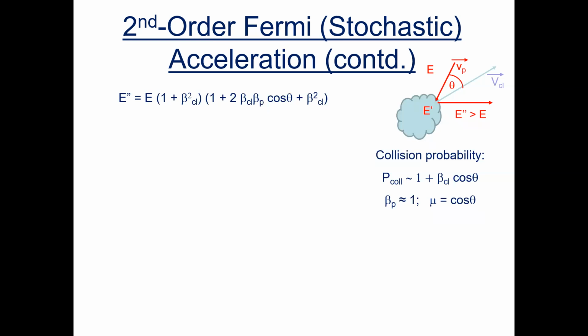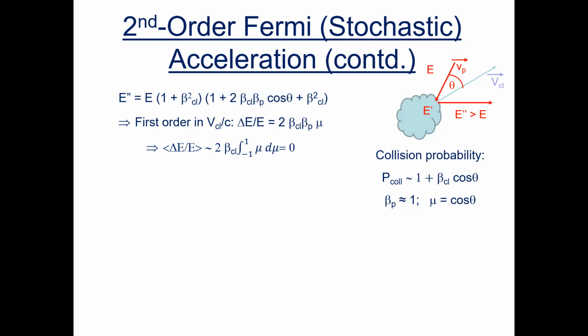So recall that the probability of colliding with a cloud is 1 plus beta times cosine of the relative velocities. For simplicity, we'll soon say the particle is already relativistic, so the beta of the particle is about 1, and we'll save ourselves a bit of writing by calling mu the cosine of the angle between cloud velocity and the particle's trajectory. Now, if we were just doing this to first order, as we've done for the first order Fermi acceleration, then the only surviving term of delta E over E is just the linear term there in beta cloud. But then, if we only take the first order in beta, then from the probability also, we need to neglect the beta because we already have a beta in front of everything. If we took that along, then we'd have a second order term.